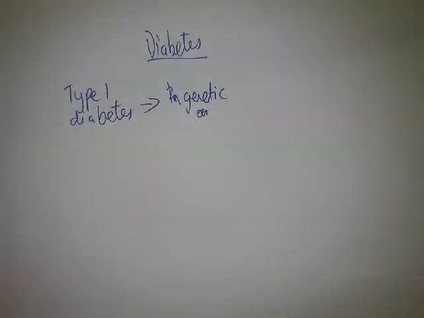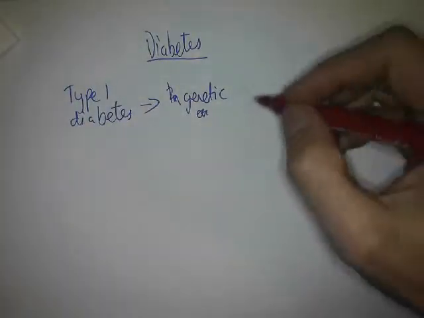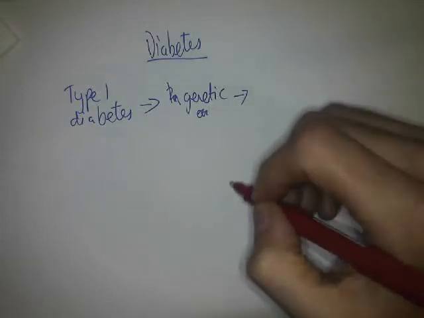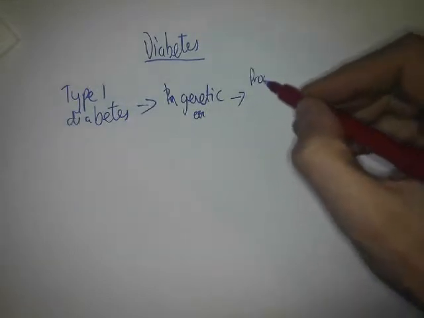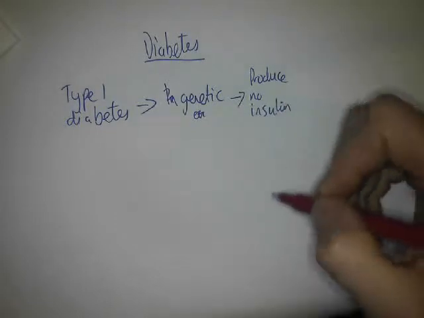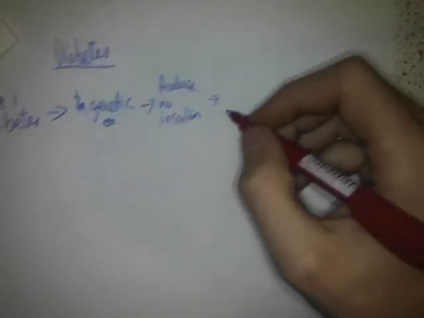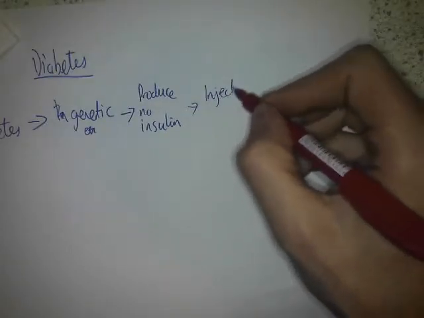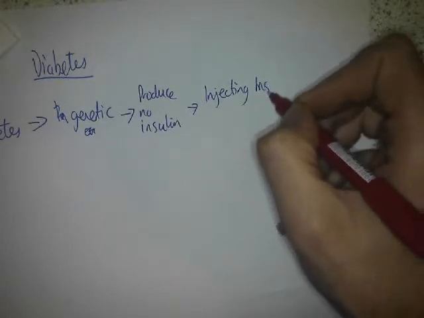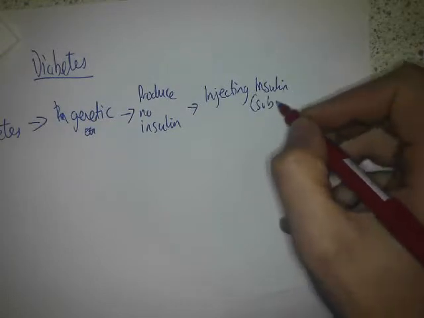Yes, it's genetic. Now, someone could develop this in later life. It's out of the person's control, basically, is what I mean by genetic. And the problem with type 1 diabetics is they produce no insulin. So how do we solve that? Well, we solve that by those diabetics injecting insulin into subcutaneous fat.